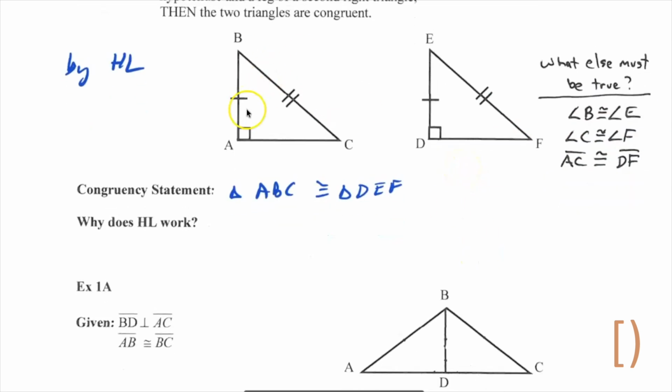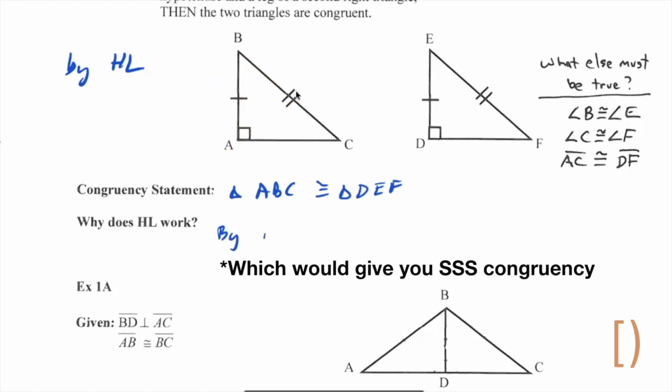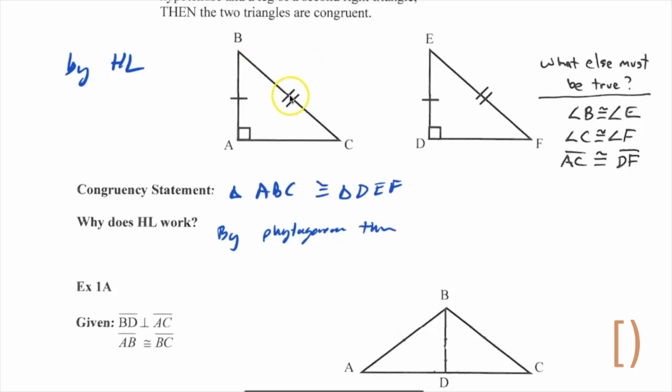Why does it work? Because of the Pythagorean theorem, right? If you have a right triangle and you know two sides, then you can find the third side by doing a squared plus b squared equals c squared. So it works by the Pythagorean theorem. That's the secret sauce that makes HL work. Once you have two sides congruent, then we know we can make the third side match.